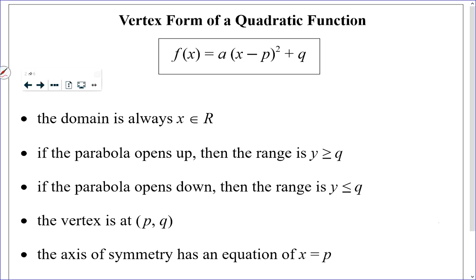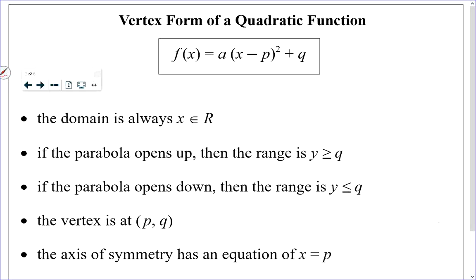Continuing on with the vertex form of a quadratic function, the domain of any quadratic function is always any real number. It always extends from negative infinity to positive infinity. You can't get beyond that. You can't get past that. But the range is not an infinite set of numbers.